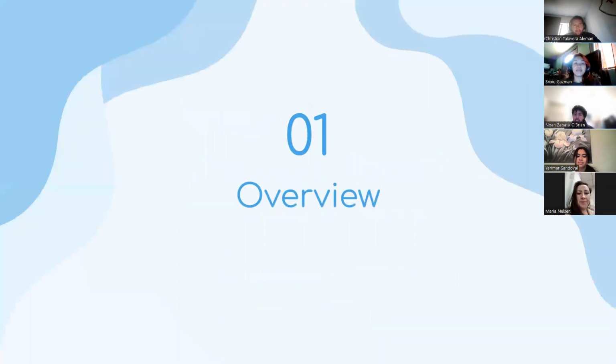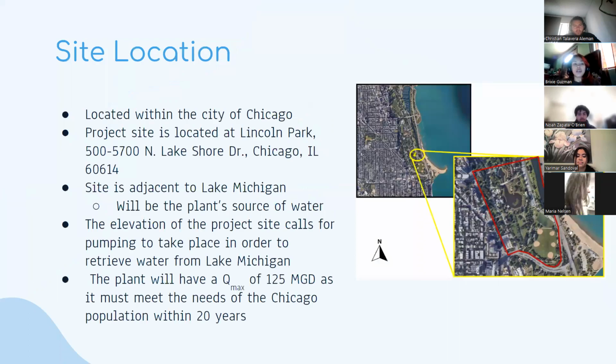Okay, so getting into this project, first we are going to have the overview where we are going to look over the plans for the site. So first, we're going to discuss our site location. The site that we chose was located within the city of Chicago. The project site is located at Lincoln Park at 500 to 5,700 North Lakeshore Drive in Chicago, Illinois. It's right next to Lake Michigan, which will be our source of water for the plant.